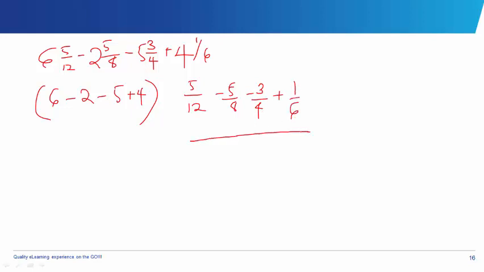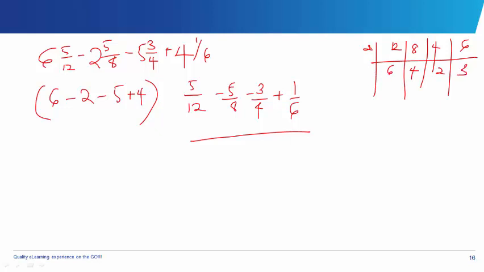Now we'll find our LCM. LCM, let's do it here. 12, 8, 4, and 6. 2 can divide through. We'll have 6, 4, 2, and 3. 2 can also divide. We'll have 3, 2, 1, and 3. 2 can still go. 3, 1, 1, 3. Then 3 can divide, giving us 1, 1, 1, 1. Okay, so our LCM will now be a product of these 4 numbers, which gives us 24.